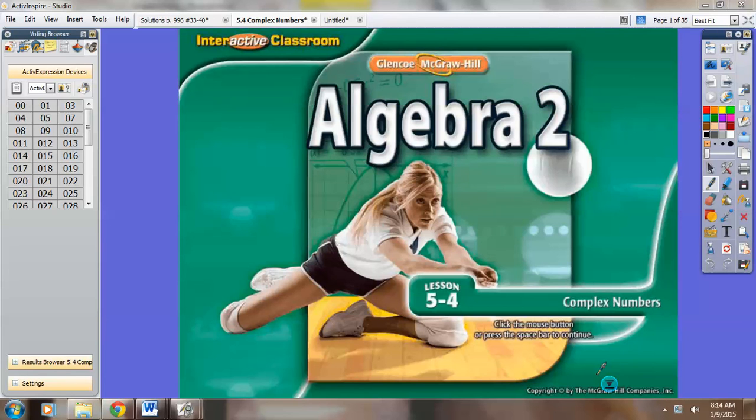We're going to go back to chapter 5 and move on to section 5.4. Section 5.4 is dealing with complex numbers. You may also hear them called imaginary numbers. It's the same thing.